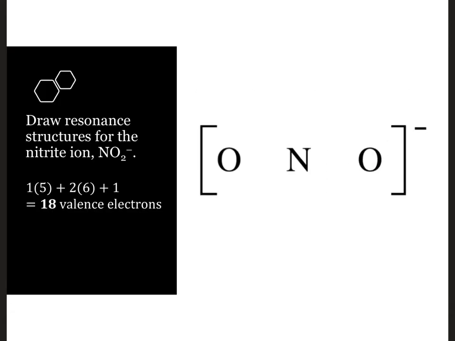Let's build the Lewis structure for the polyatomic ion nitrite. 1. Sum up the valence electrons. We have 1 nitrogen with 5 electrons and 2 oxygens with 6 electrons each. Nitrite also has a negative charge, so we add 1 electron for a total of 18 valence electrons to place in this structure. 2. Select the central atom and arrange the other atoms around it.